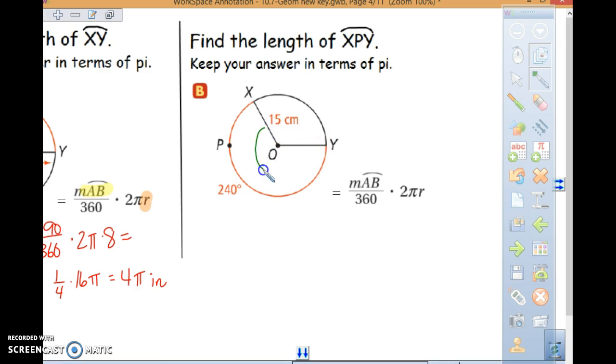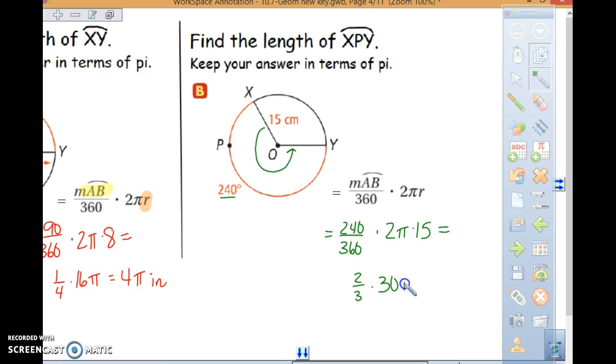Notice how this central angle is not given on the inside of the circle, it's given out here. So that arc measure is 240 degrees out of 360. And then we take that times our whole circumference, 2 pi times 15. You should be pausing the video to make sure that you can get this calculation on your calculator. So 240 out of 360 is really 2/3.